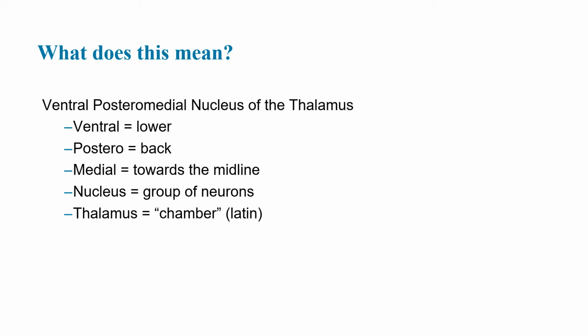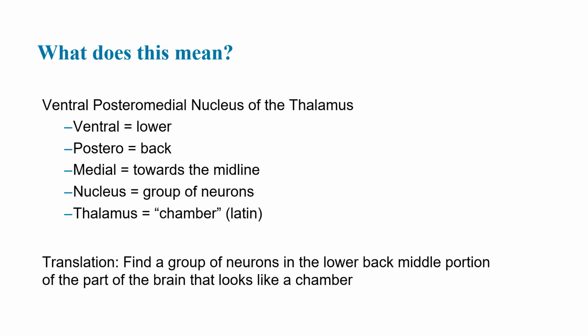The thalamus, which means chamber. So the thalamus is a chamber. It's Latin meaning chamber. That's something we'll talk about later. So now we have all the portions of this. So what it basically translates into is it's a group of neurons in the lower back middle portion of the brain that looks like a chamber. So the ventral posteromedial nucleus of the thalamus.